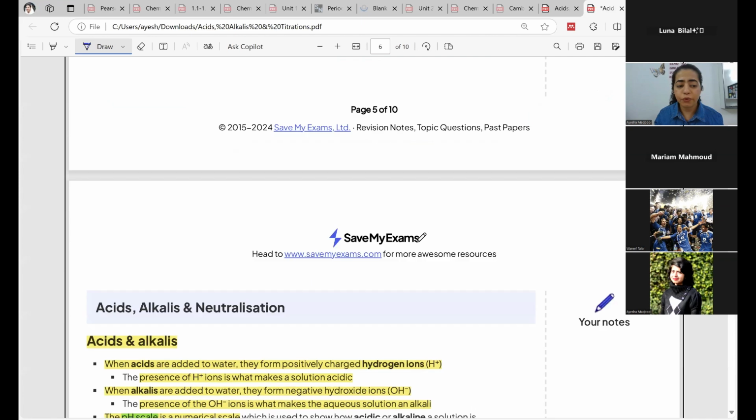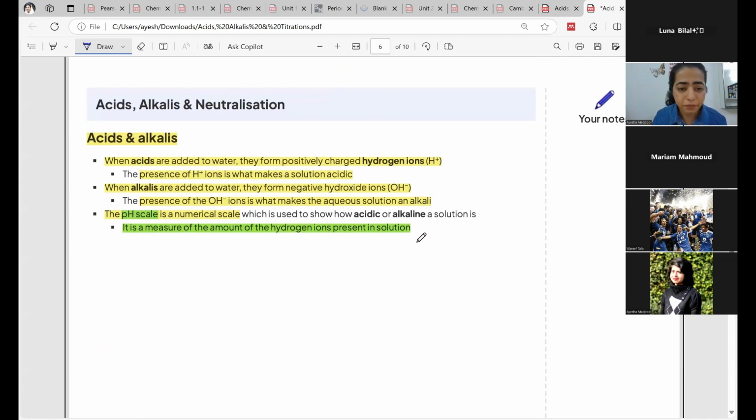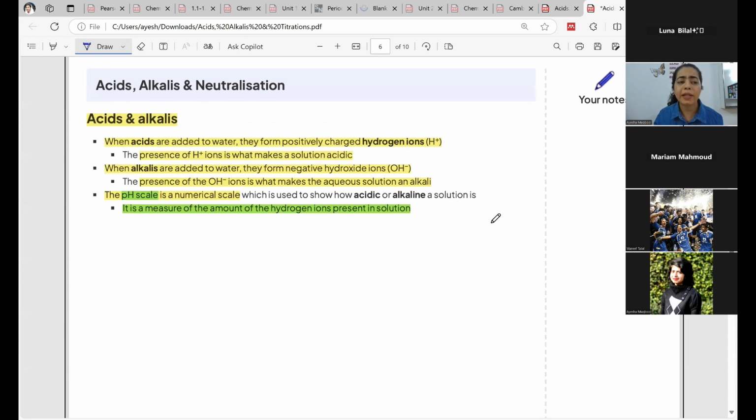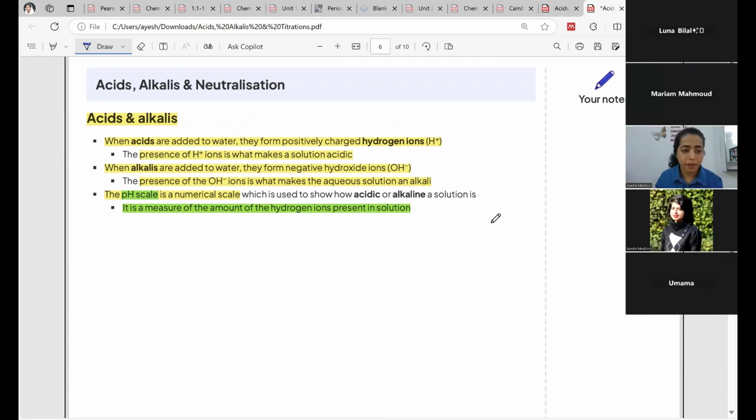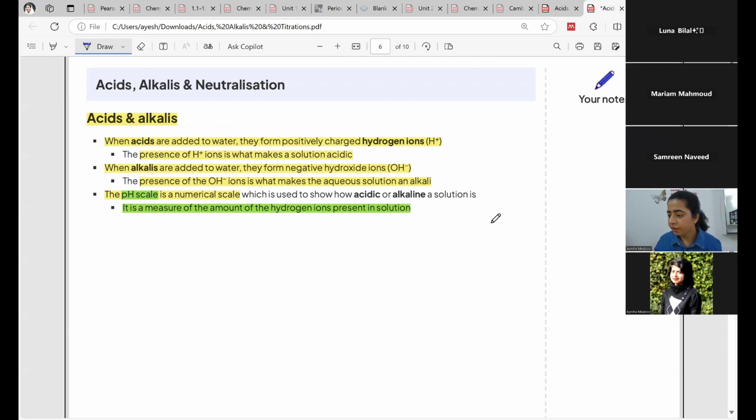Okay. So before the titrations, we have a quick introduction of acid and alkali again. Who can quickly tell me, as we did already, what is acid, what is alkali, which ion is present in acid, which is giving it its acidic nature, and which ion is present in alkali, which is giving it its alkaline nature? Okay, so we have Mariam, Luna, and Samreen. Anyone else who wants to participate in the discussion? Which ion is present in acid? Which ion is present in alkali?